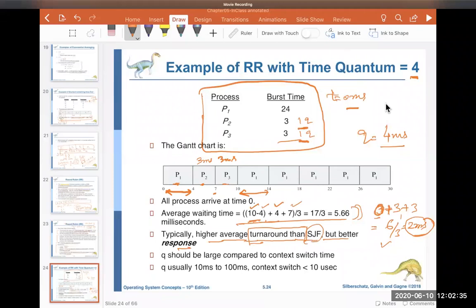So Q should be large enough compared to the context switching. Q should usually be between 10 milliseconds and 100 milliseconds, and the context switching should take less than 10 microseconds. This is the benchmark used for setting the quantum right. It also depends upon the type of processes running on your computer. If 80% of CPU bursts are smaller than the size of the quantum, then your round robin algorithm would give you optimal performance.